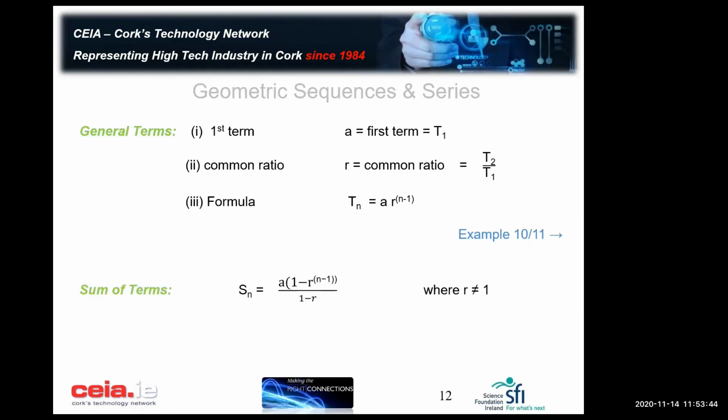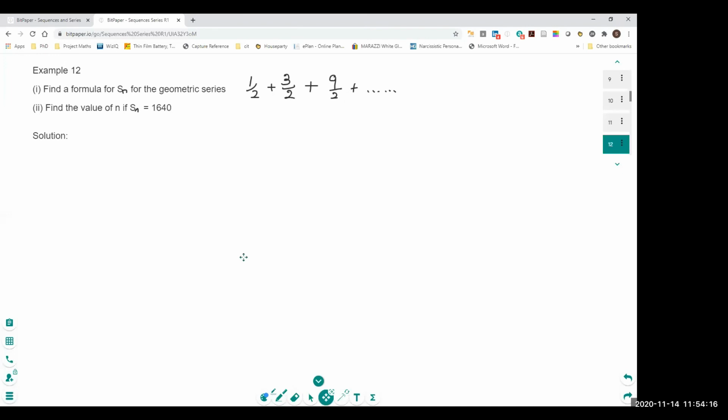So the sum of terms is the next thing to do with your geometric sequences. The formula is again in your tables: a times 1 minus r to the power of n, all over 1 minus r, where r is not equal to 1. Let's say here, example 12. So example 12, we're asked to find a formula for S of n for the geometric series.